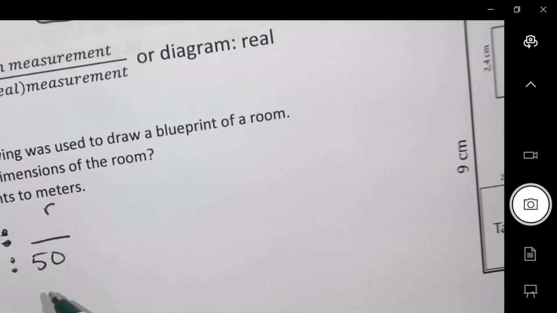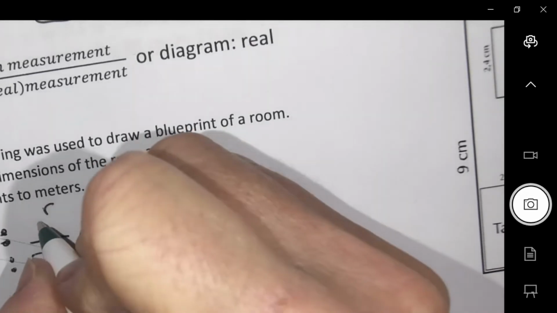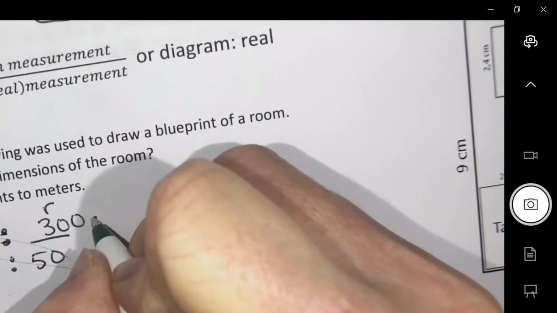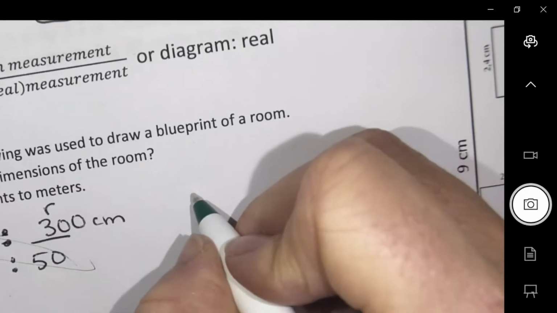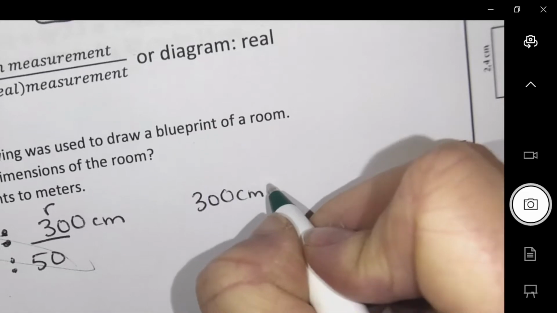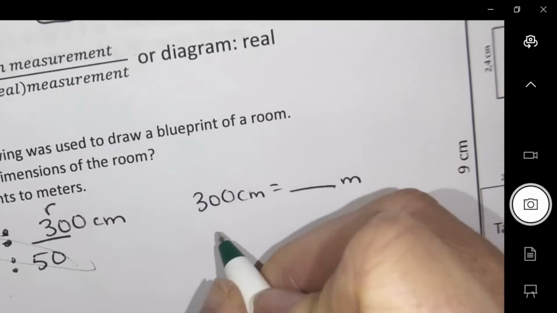So again, do you notice how every single time I'm just setting up proportions and then I'm doing a cross multiply? So 300 centimeters is the width of the room. But now it also says to convert to meters. Okay, so 300 centimeters is how many meters?